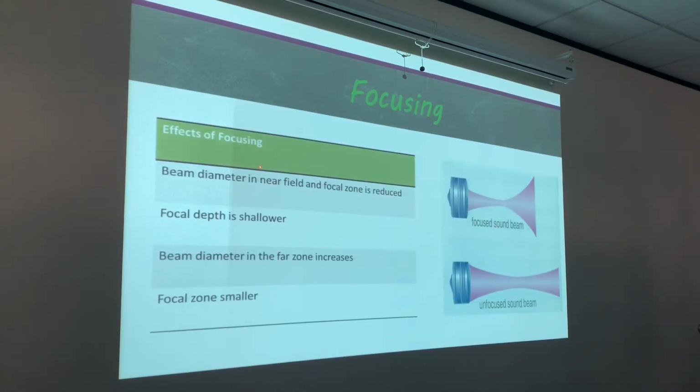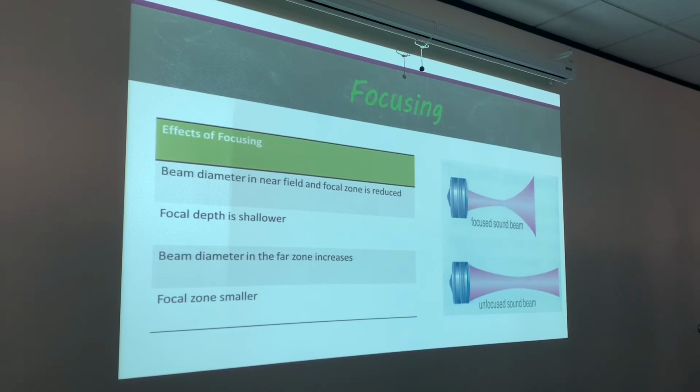So right here, number 1, beam diameter in the near field and focal zone is reduced. This is what we were talking about last chapter, our unfocused beam. This is a focused beam right here. Remember last chapter we learned that with unfocused sound beams, the size of the beam is the same size as the beam diameter coming out of the transducer, right? With a focused beam, you see it's a lot smaller. These are the 4 rules of focusing. Beam diameter in the near field and focal zone is reduced, or smaller, compared to an unfocused beam.